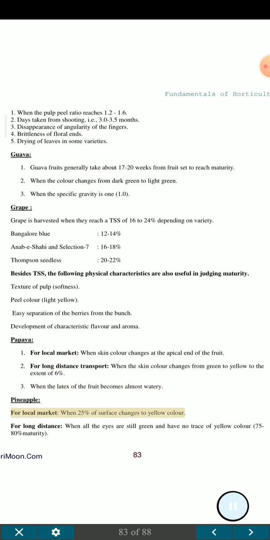For local market, when 25% of surface changes to yellow color. For long distance, when all the eyes are still green and have no trace of yellow color, 75 to 80% maturity.